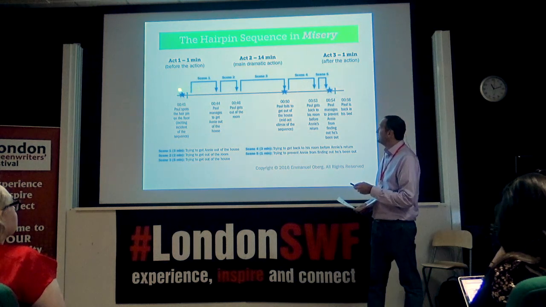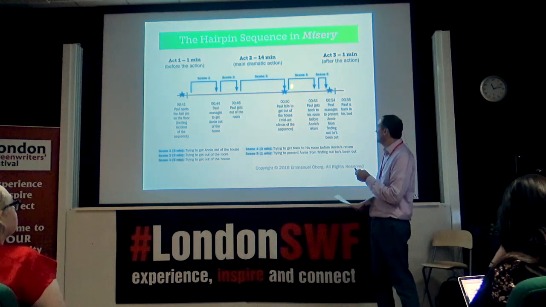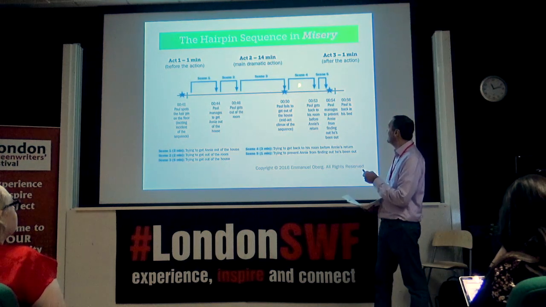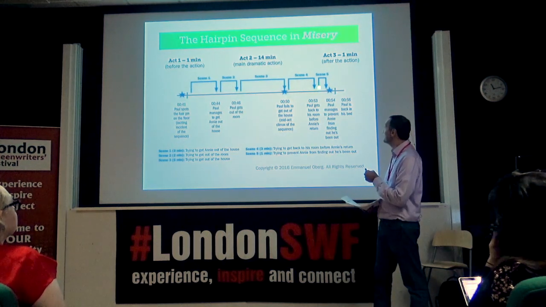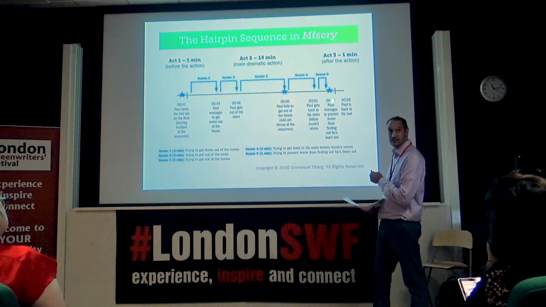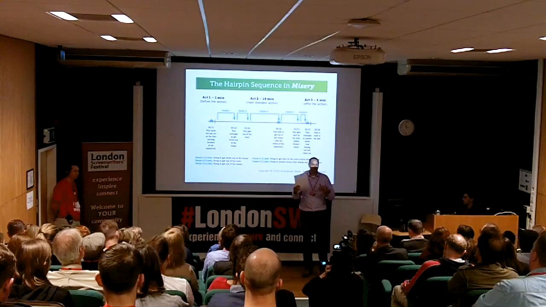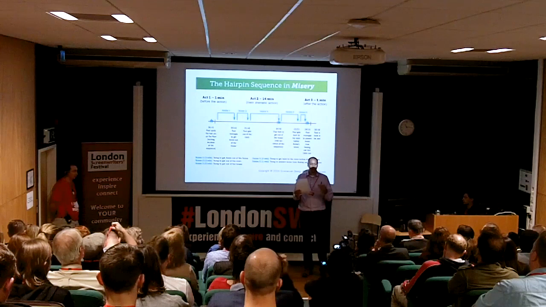So overall, we have a sequence which is 3 scenes where he tries to use the hairpin to escape. Mid-act climax, he fails. He doesn't manage to escape with the hairpin. And then you have a second half of Act 2 of the sequence, which is when he tries to go back to his room and prevent Annie from finding out. And that answer is yes, he does manage to prevent that. Does that make sense?